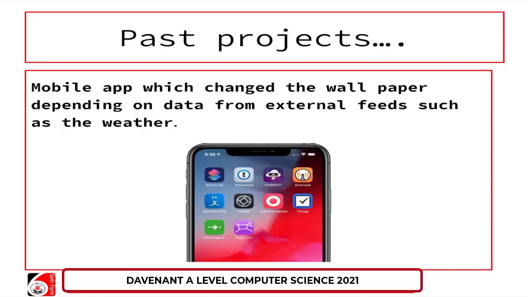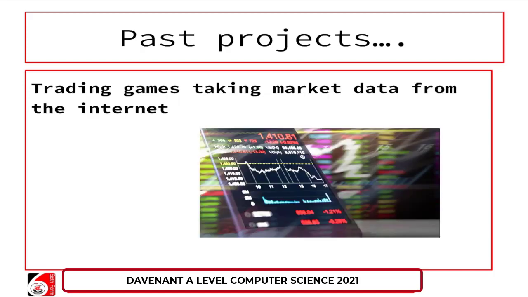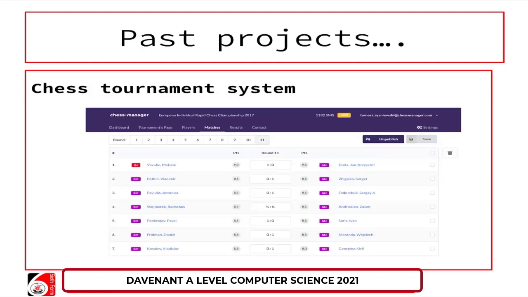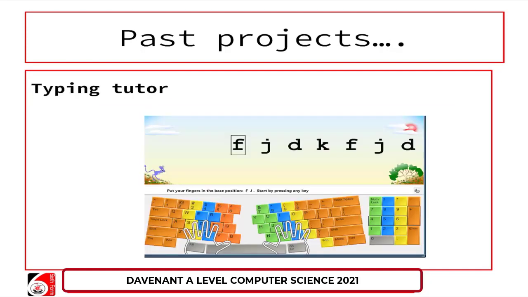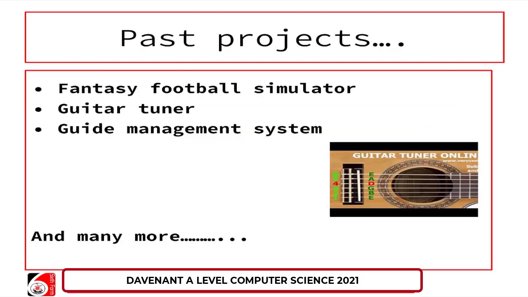Here are some of the past projects. One student made a mobile app using Java, which changed the wallpaper depending on data from external feeds on a mobile phone, such as the weather. Another student made a trading games application, which took market data from the internet. We had a chess tournament system, a typing tutor, and other past projects. We've had absolutely hundreds of projects. We've been teaching computer science at Davenant for over 8 years, so we have lots of experience. Fantasy football simulator, guitar tuner, guide management system, and many, many more.